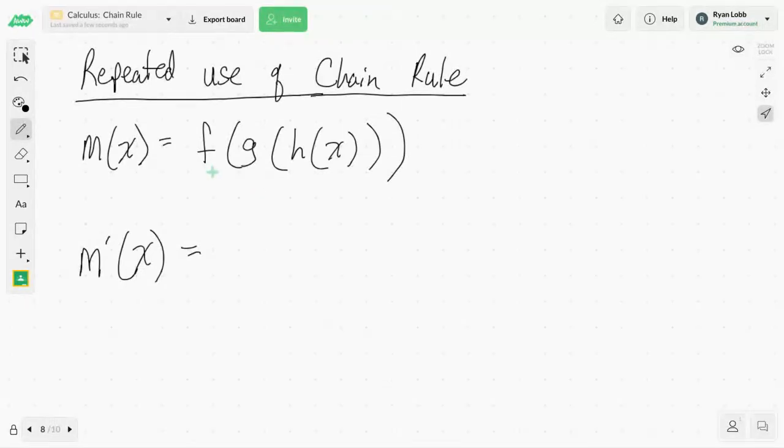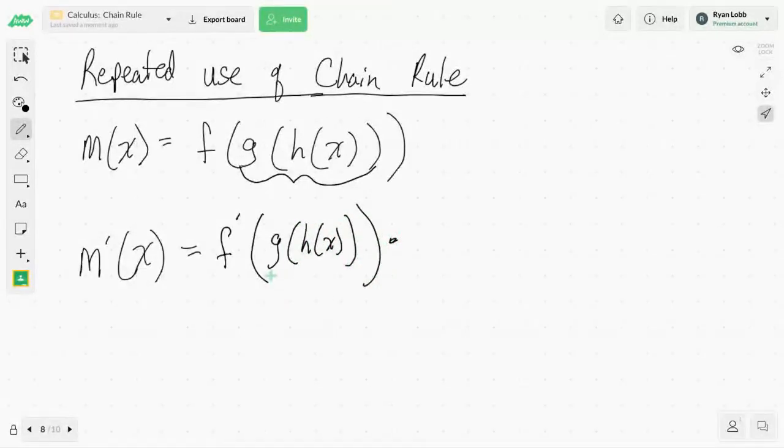So initially, the derivative of the outer function, and I don't know what function f is. Maybe it's a square root. Maybe it's something to a third power. But whatever function f is, I can represent the derivative of f by just writing f prime. So the derivative of the outer function, f prime, evaluated at the inner function, so now evaluate at g of h of x, times now the derivative of this inner function. So now this is my new problem.